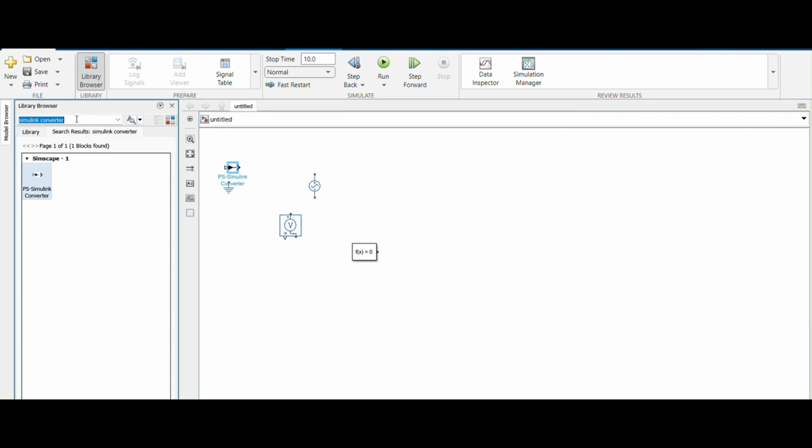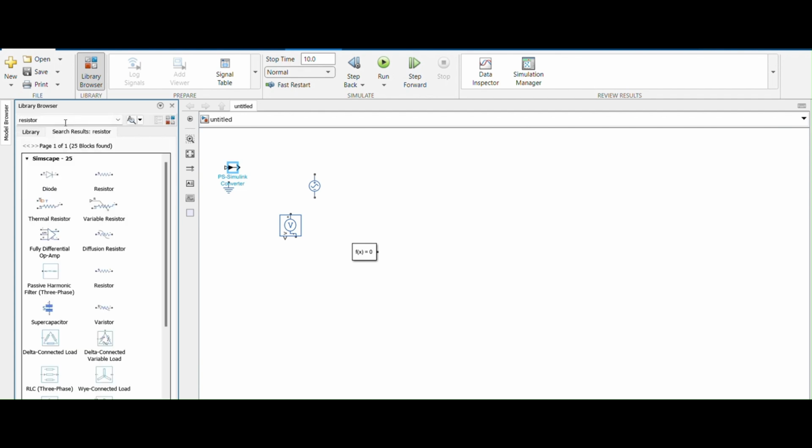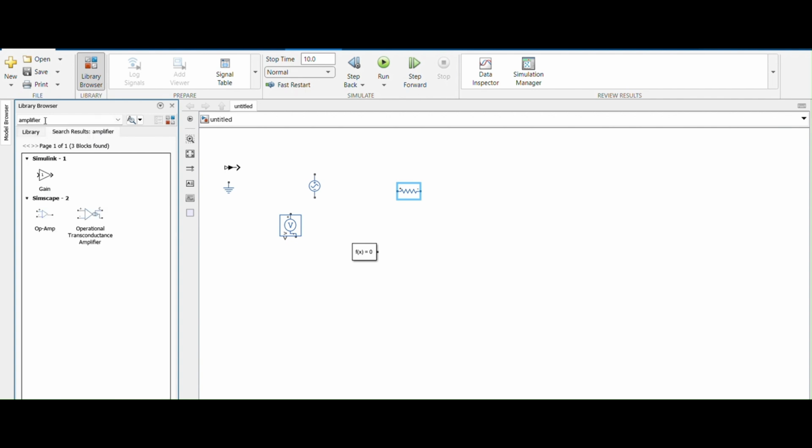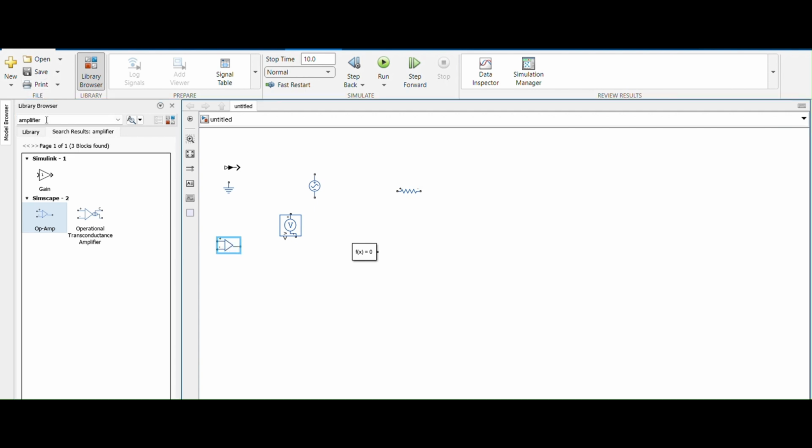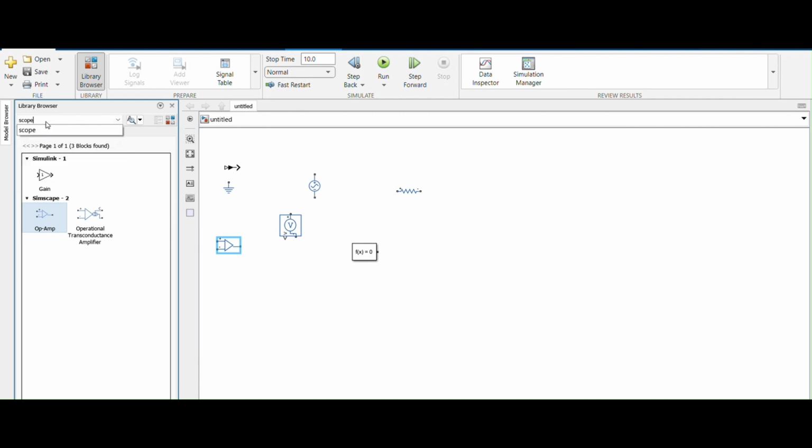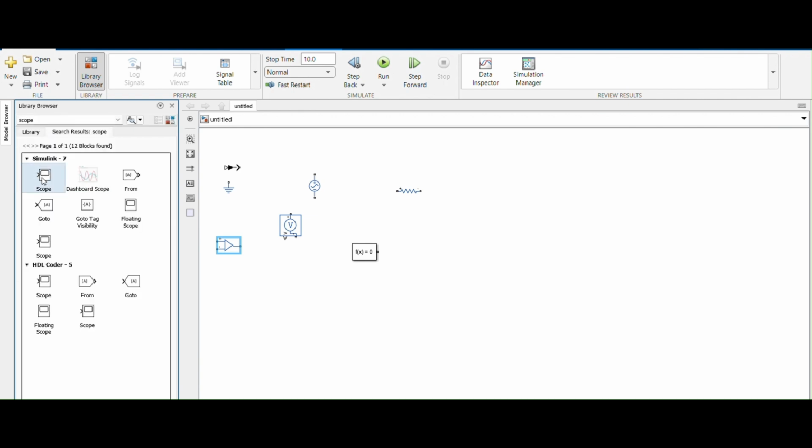The next equipment is the resistor. The resistor is used as we have seen in the circuit diagram. Then we will use the amplifier circuit, which is the operational amplifier. Lastly, we will be taking the scope. Why do we use the scope? To see the output waveform. So we use the scope.